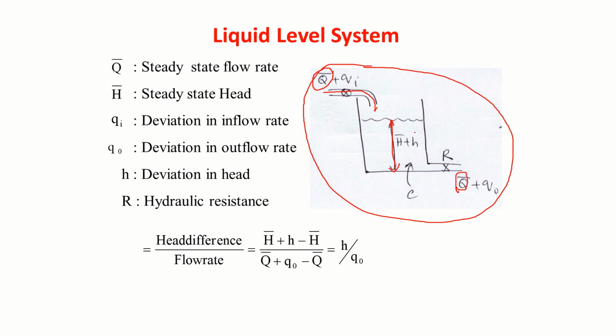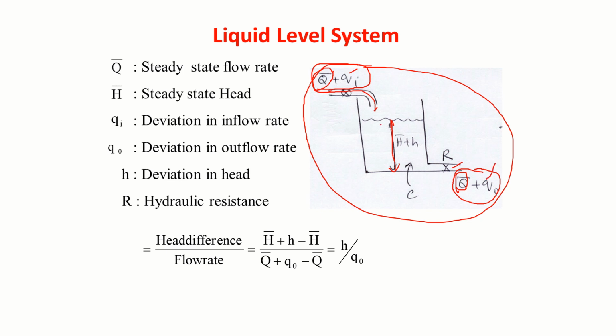Since it is in the steady state condition, the head remains the same with respect to time. Now let us vary the conditions. I slightly open this valve. Probably here also I open the valve a little more. Then assume that the total inflow rate is Q bar plus Qi. This is a change in inflow rate. And the outflow rate is Q bar plus Q naught. This is a change in outflow rate.